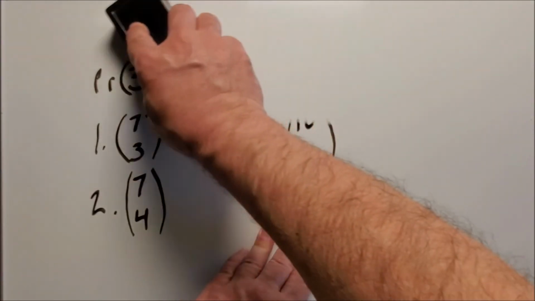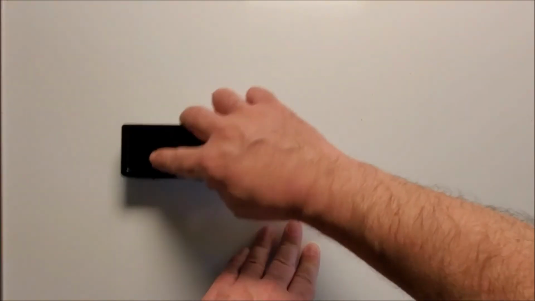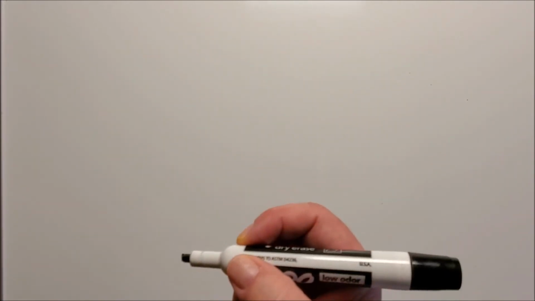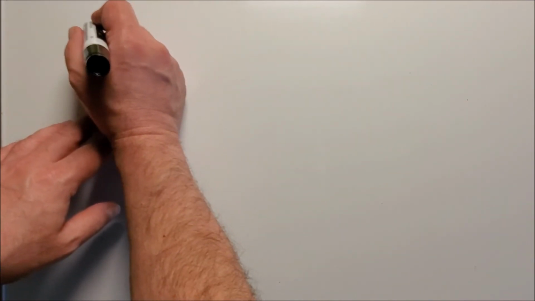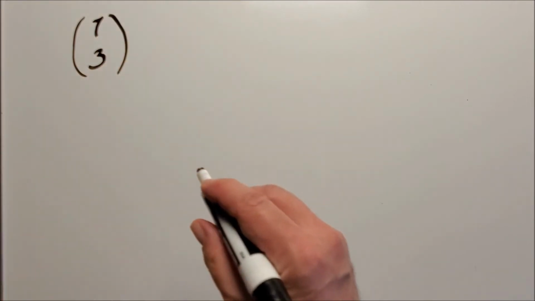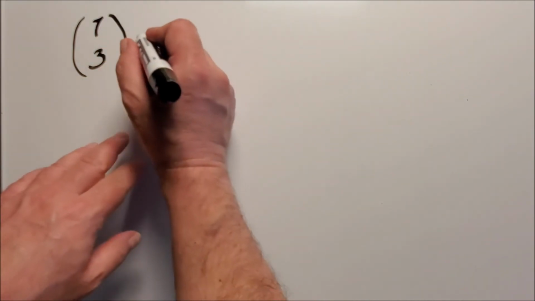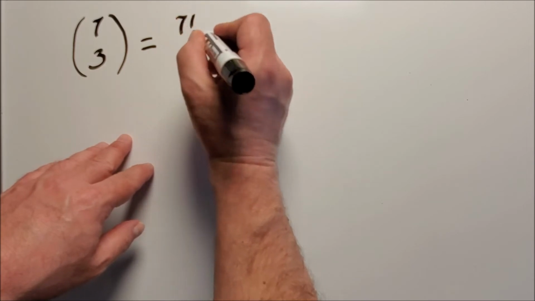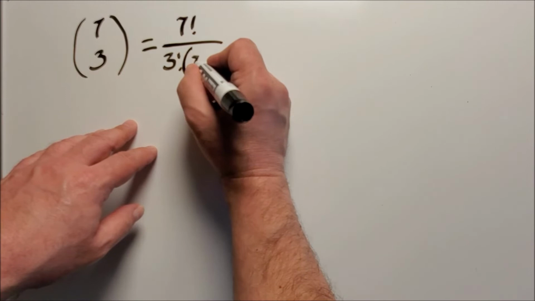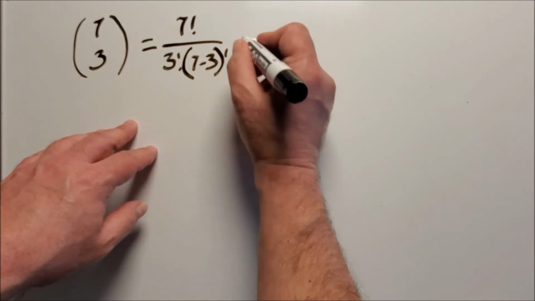I'm going to make some space. And we are going to do this without the combinatorics function inside a device. By the way, Excel has that too. The first one was 7, what did I say? 7 choose 3. Let's go ahead and do that, okay? We're going to have 7 factorial over 3 factorial and 7 minus 3 factorial.